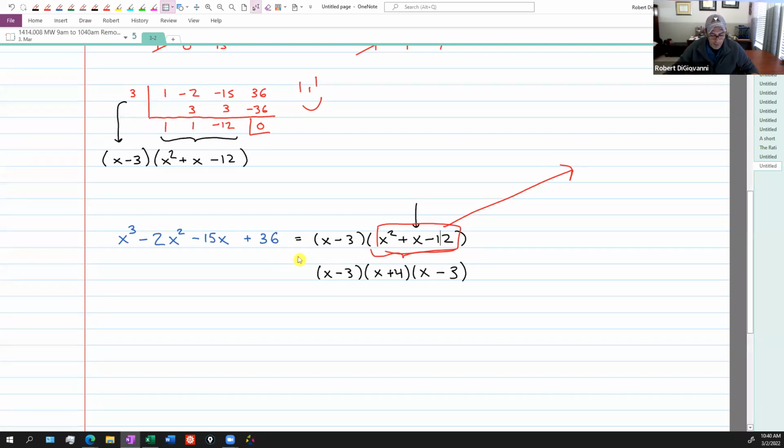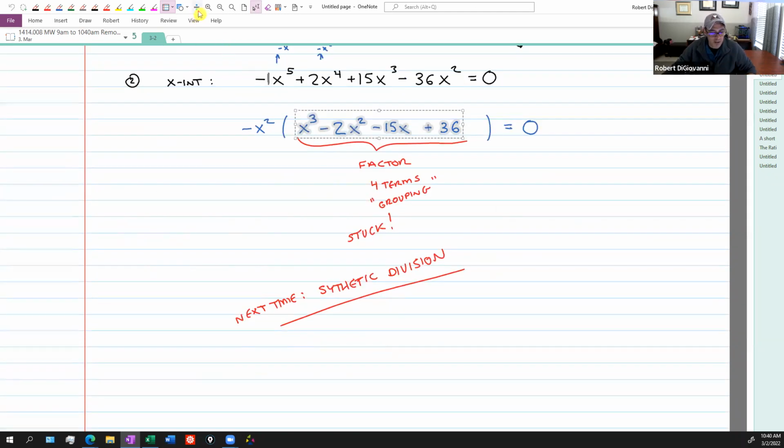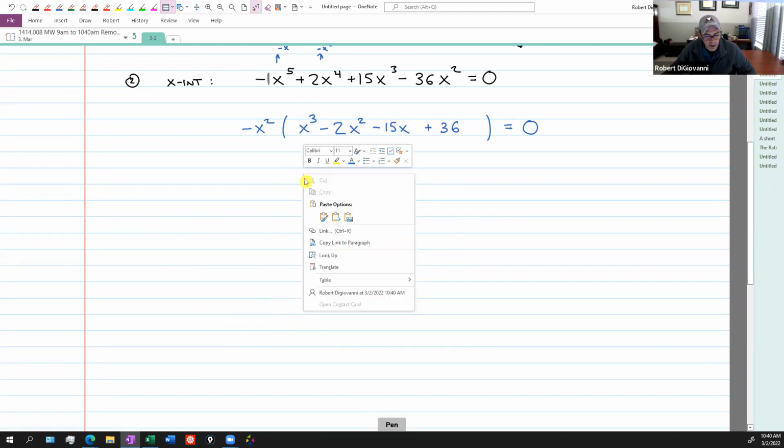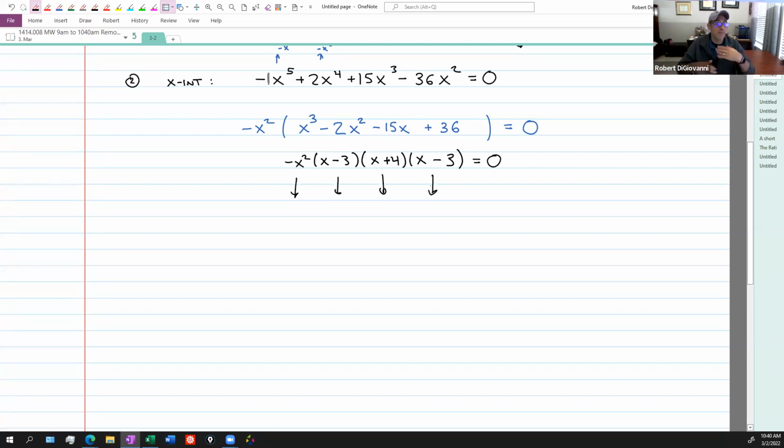So check it out. We are here. This is the factored form of this blue thing. So if we go back to last class when we were stuck here, what we can say now is that this is now that. And don't forget, we had the negative x squared out front, and that's equal to 0. So now we can set each of these equal to 0 and get the multiplicity to determine if it bounces or crosses.